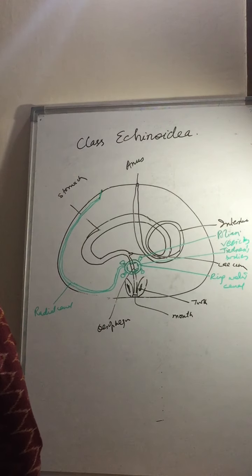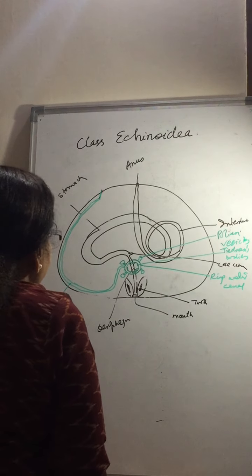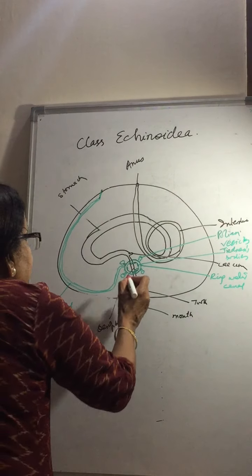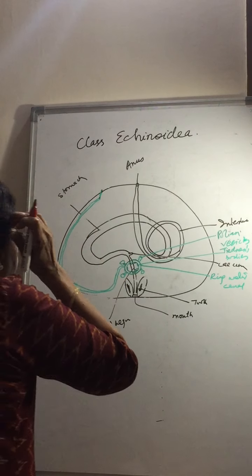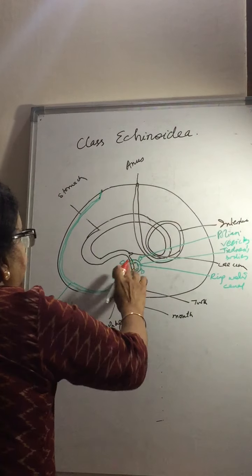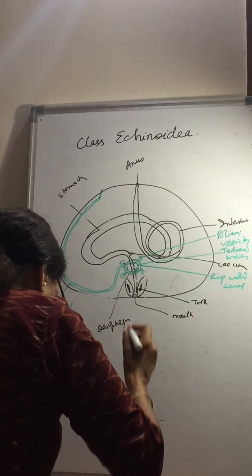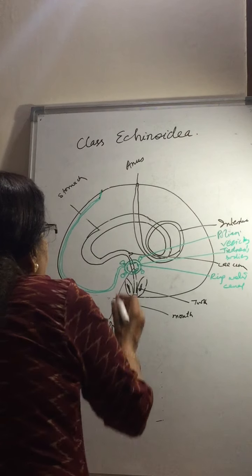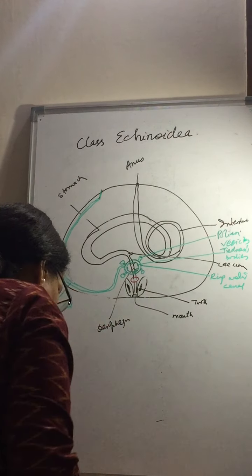Now one thing which is there is the nerve ring. Around the esophagus, below the ring water canal, we have the nerve ring. This is the nerve ring which is there.